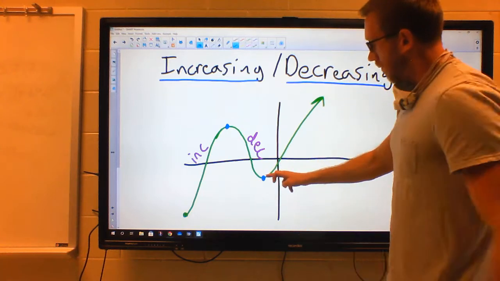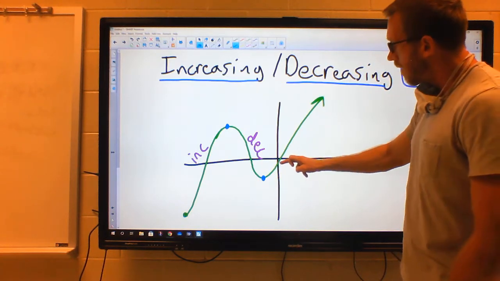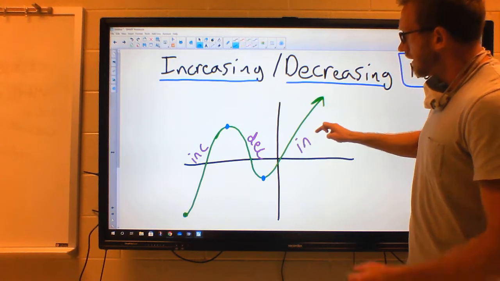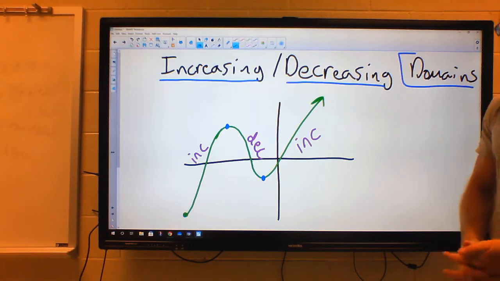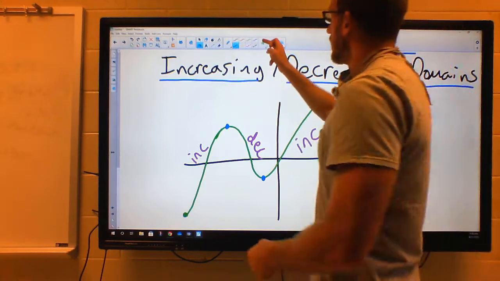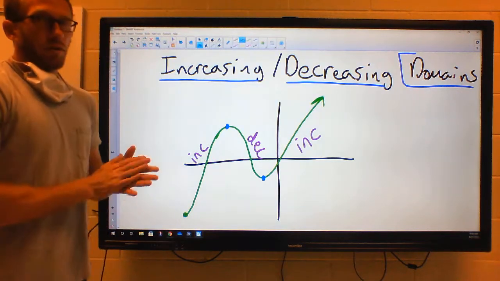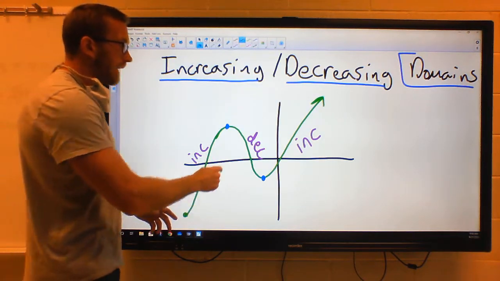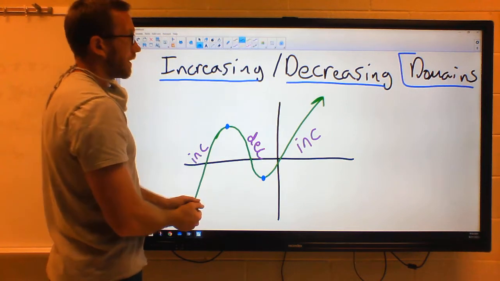And then when we get to the bottom of a valley, there's nowhere for us to go except now up again. And so this is increasing now forever and ever and ever. So we're going to write these answers, just for time's sake, in interval notation today, but it is essential that you understand we need to know those x values.